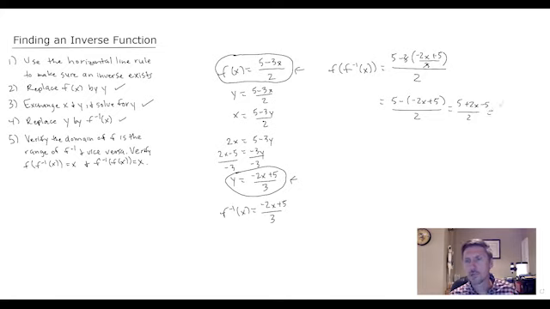We're going to have 2x over 2, and 2x over 2 is x. So we get x for that. So now we'll go the other direction, f inverse of f of x. Does that also equal x? And so let's try that.